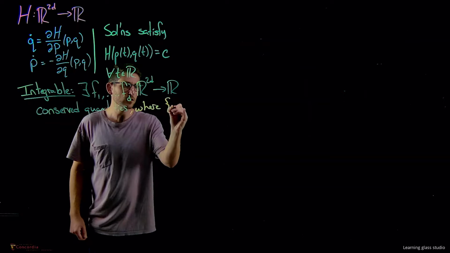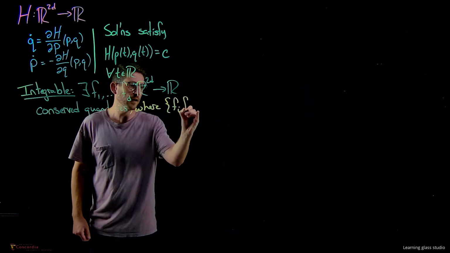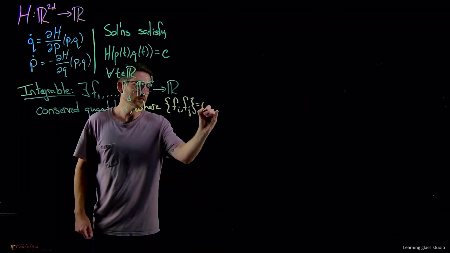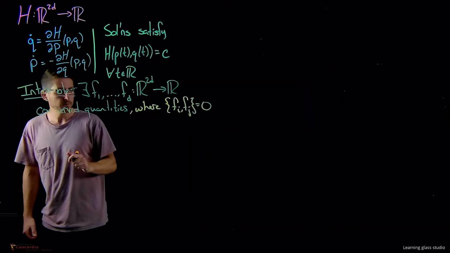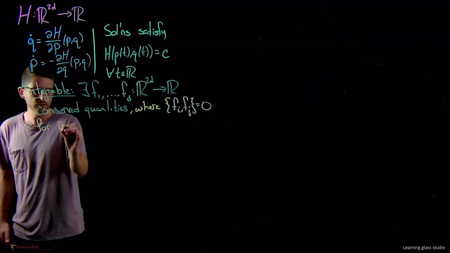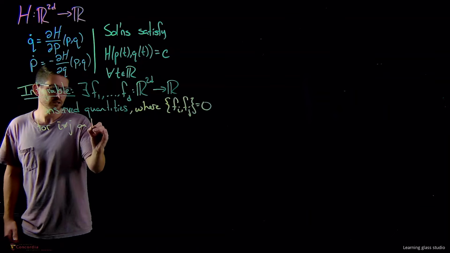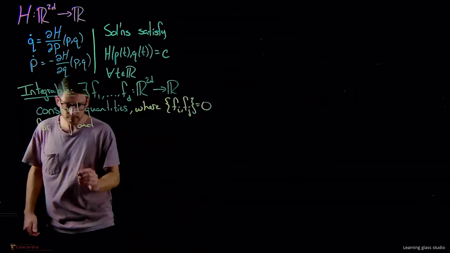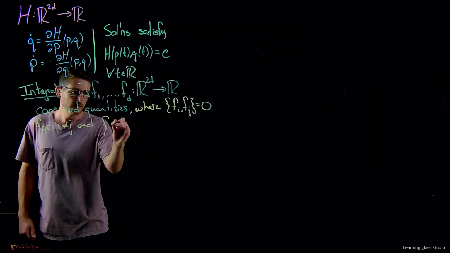So I'm going to use these curly brackets. {fi, fj} is equal to 0, or sorry, the Poisson bracket, pardon me, for i not equal to j. And then this Poisson bracket looks like this. Okay, so it takes this form.